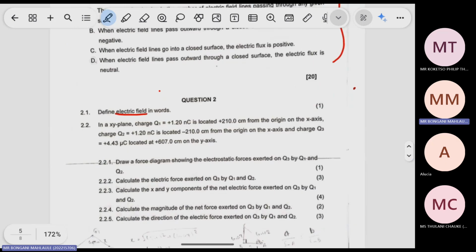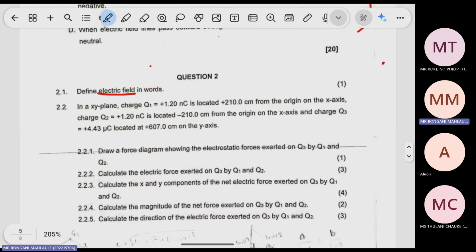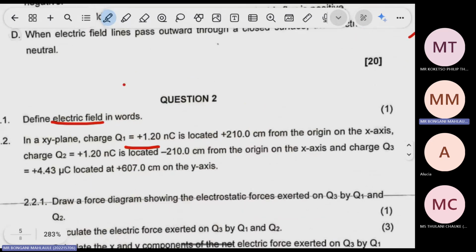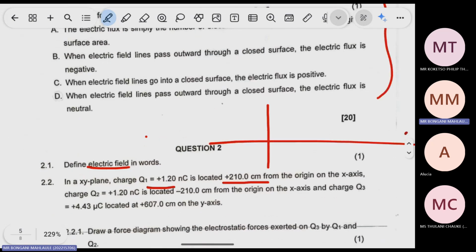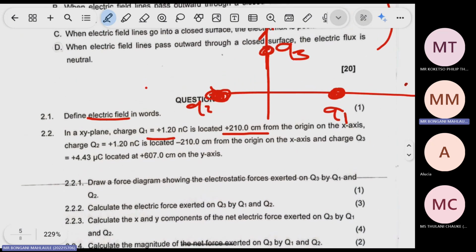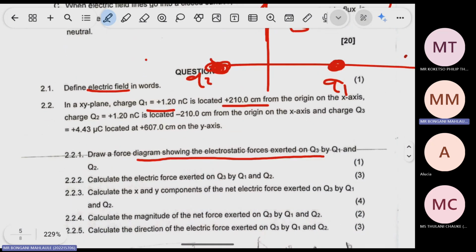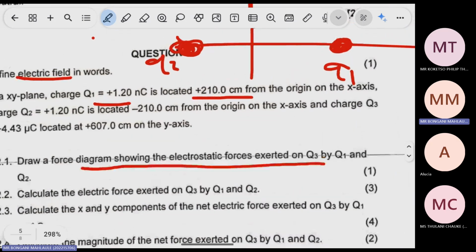Yeah, I know this one now, 2.2. They're saying in an XY plane, charge Q1 is located at some distance from the origin on the x-axis. So you have charge Q1, Q2 is on this side, and charge 3 is located somewhere here. Q1, Q2, Q3. Then they said draw a force diagram showing the electrostatic force exerted on what?